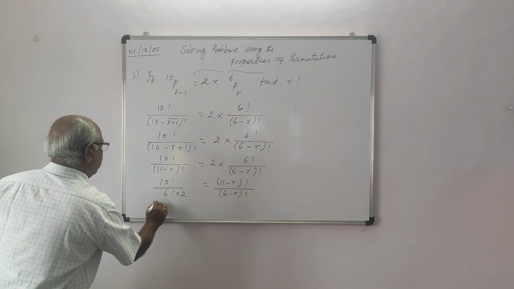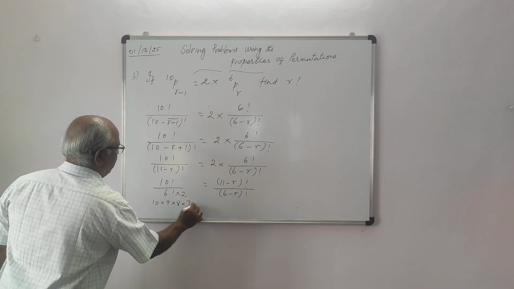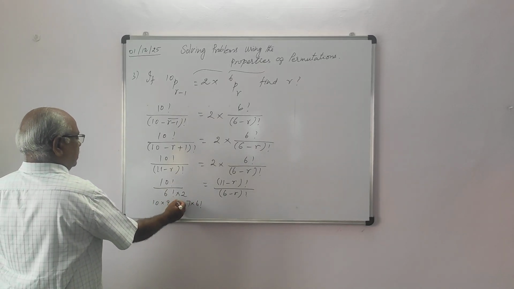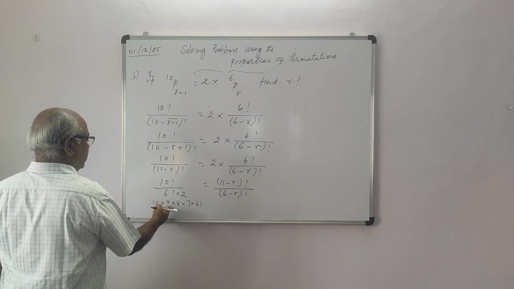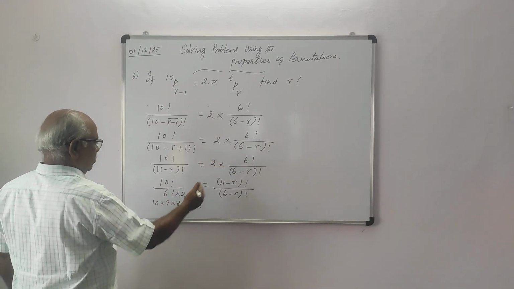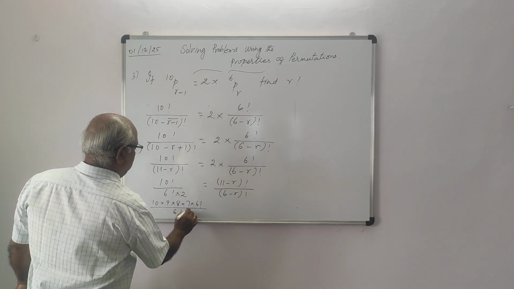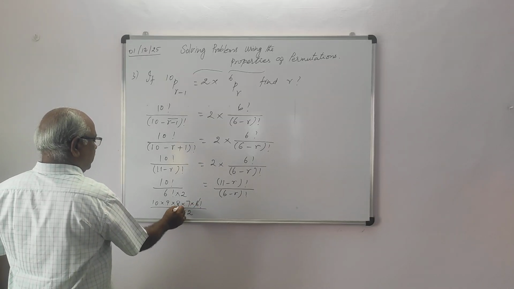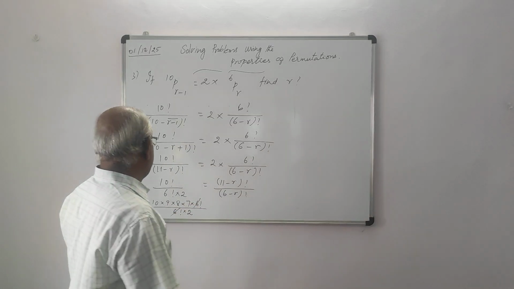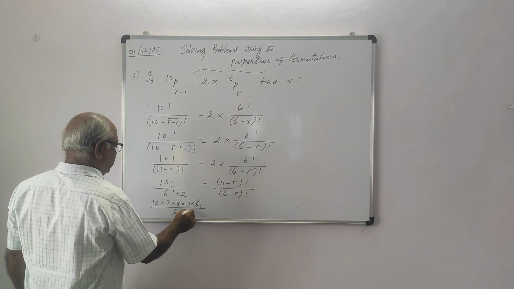10 factorial is 10 into 9 into 8 into 7 into 6 factorial. 10 factorial is 10 into 9 into 8 into 7, then the remaining 6 factorial, divided by 6 factorial into 2. Both in numerator and denominator, 6 factorial cancels. And 10, you can cancel 10.